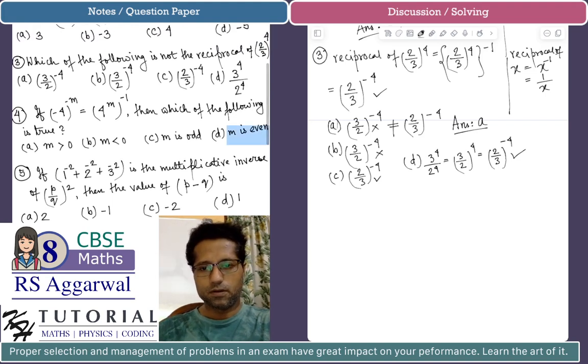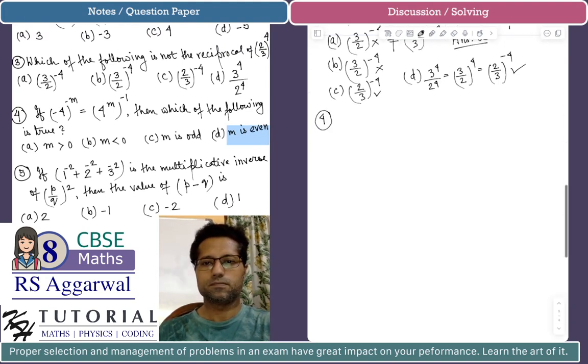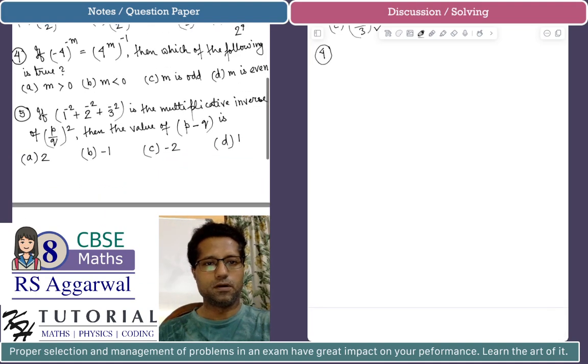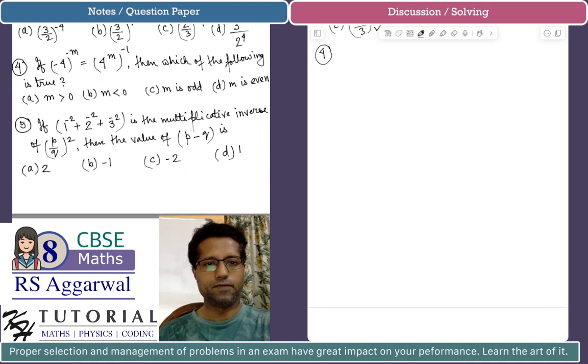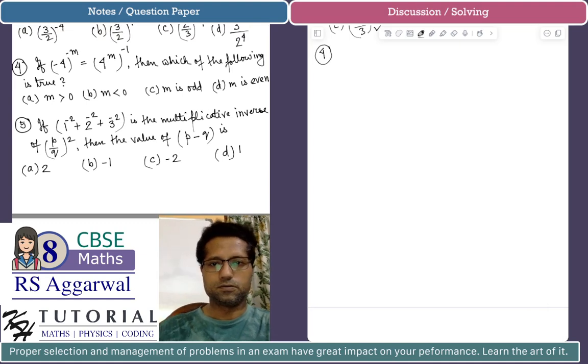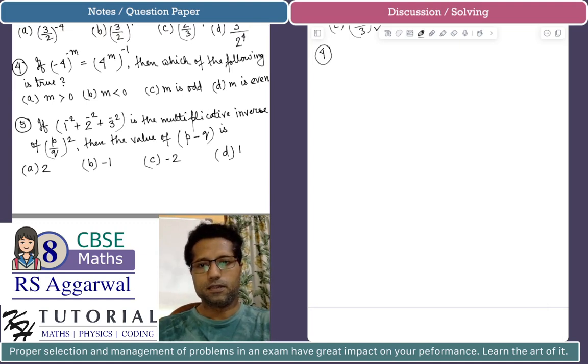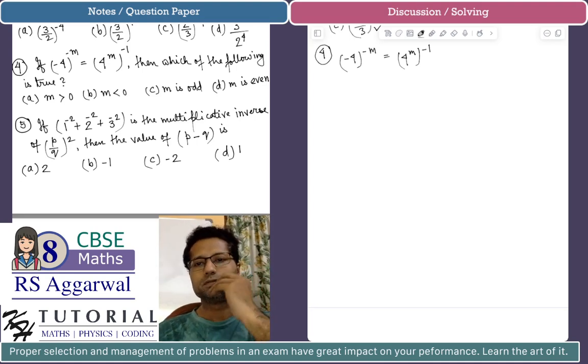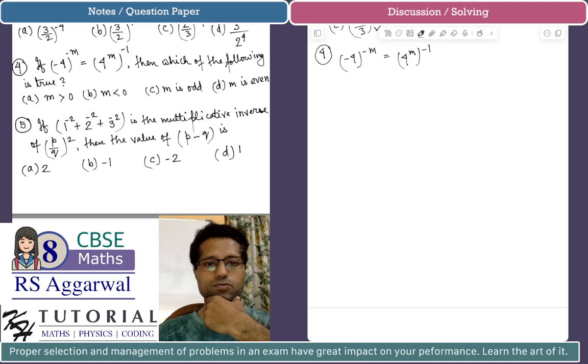Let's solve problem number 4. Problem number 4 is also an equation we have to solve. What is it saying? It is saying that if (minus 4) raised to the power minus m is equal to (4 raised to the power m) whole raised to the power minus 1, then which of the following is true?